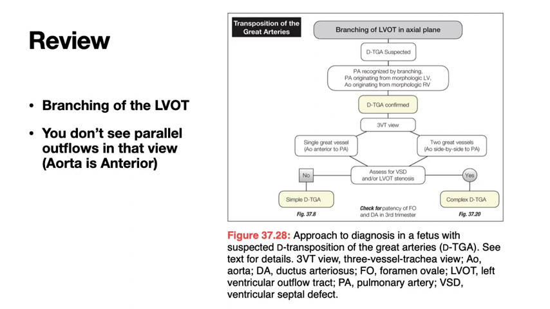So the thing that kind of tips you off to transposition of the great arteries very often, after just seeing a normal four-chamber view, is you go to the LVOT and you see that the LVOT branches. So that's probably the main finding you see with transposition of the great arteries, which is the LVOT branches, suggesting that it's not actually the aorta, that it is the pulmonary artery.